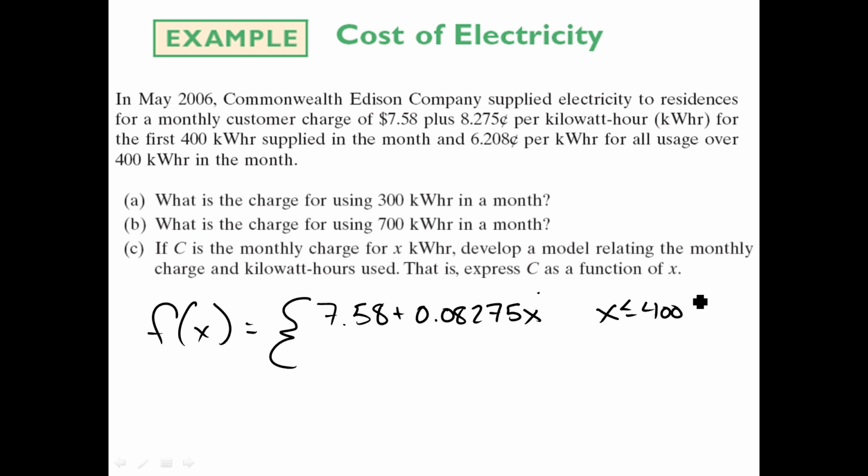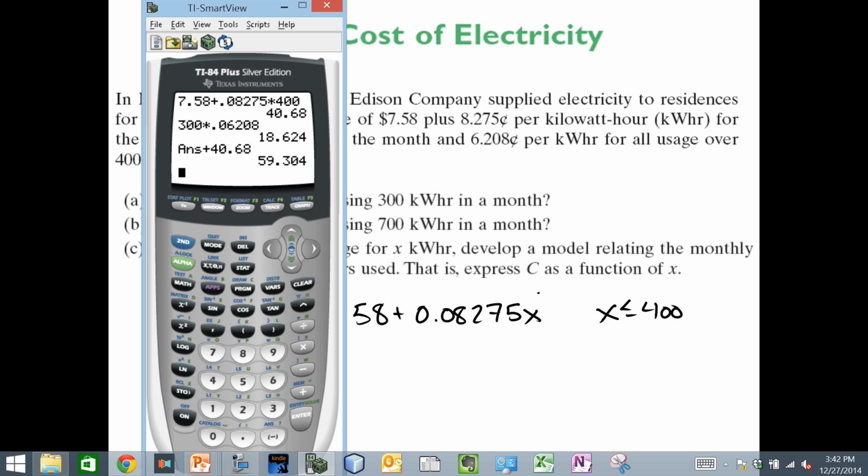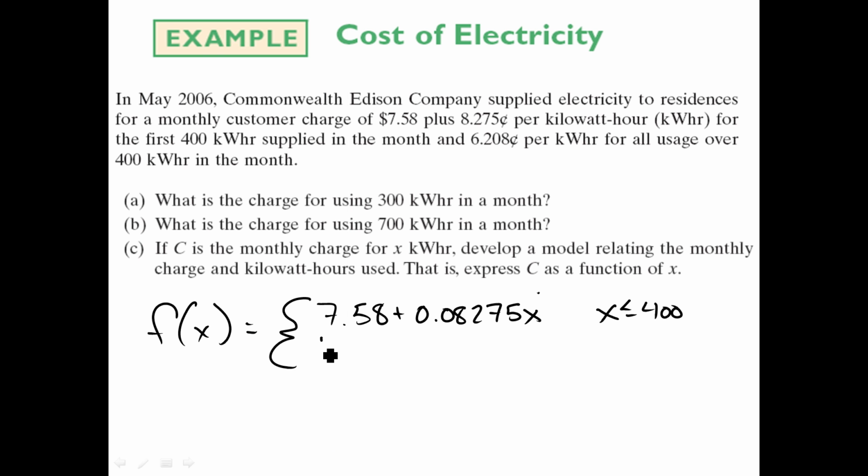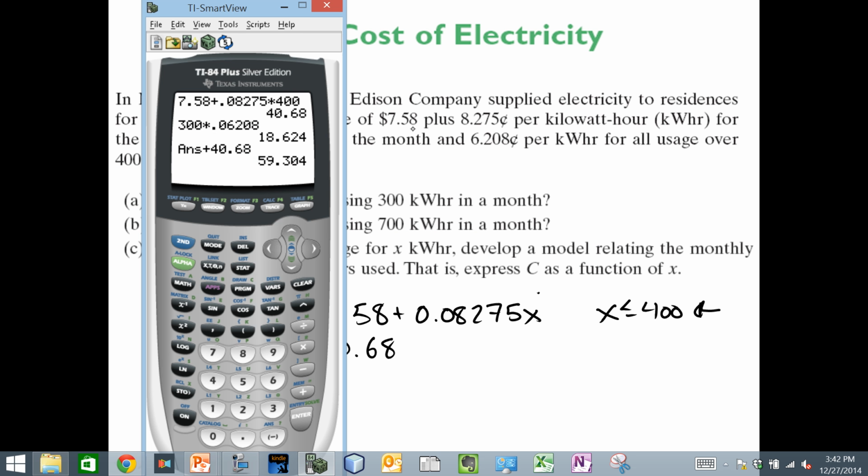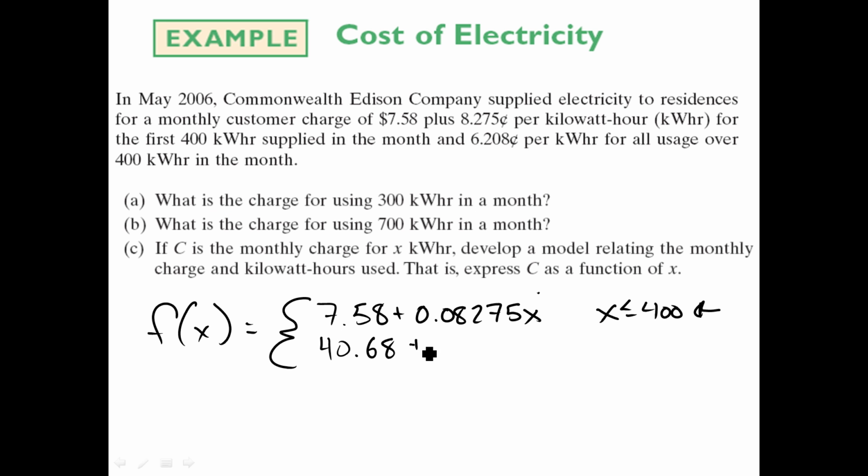All right. Then we need to say, okay, what happens if we go over that? So then we know if we've gone over that, we're paying at least $40.68, because that's how much it would be to pay the first 400 hours. That's what we computed here. All right, so then how much do we have to add on? So we're going to have to add on the new rate of 6 cents, 0.06208.